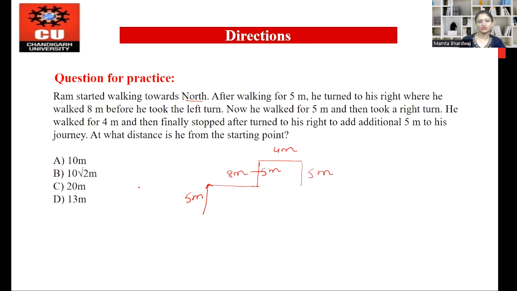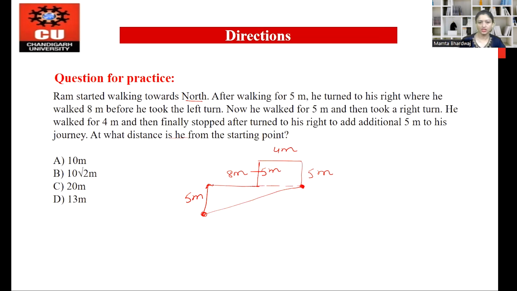Again 5 meters. So at what distance is he from the starting point? This was the starting point, and this was the final point. As we can see, we can find this distance. This is the shortest distance, so we can join these points.